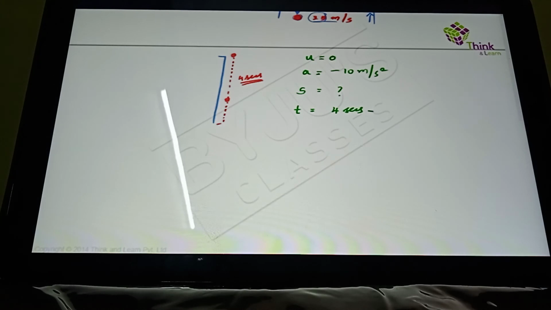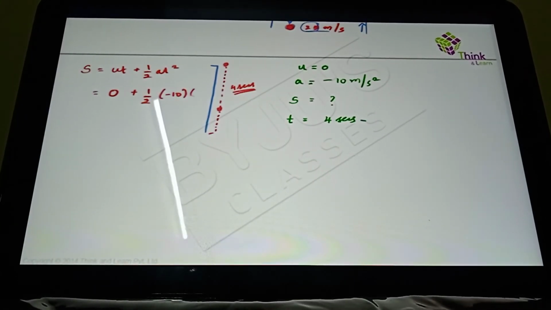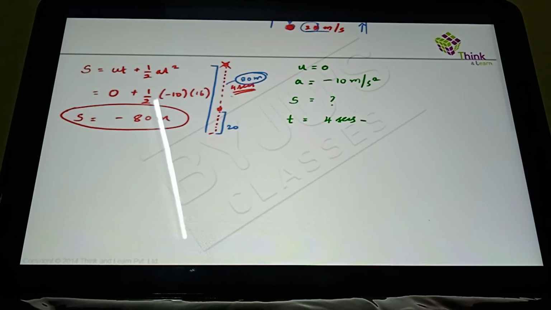s equals ut plus half at squared. Let's put it out here. So your s is going to be ut plus half at squared. Therefore, it's going to be 0 because u is 0, plus half into minus 10 into t squared. In this case, t squared is 16. So you get minus 80 meters. Now clearly what does a minus 80 tell you? Downwards, right? So from this point that you took as your origin, 80 meters downwards is where this collision will happen. So in other words, 20 meters from below and 80 meters from the top. And that can be your answer. When will they collide? 4 seconds later. Where will they collide? 80 meters below.